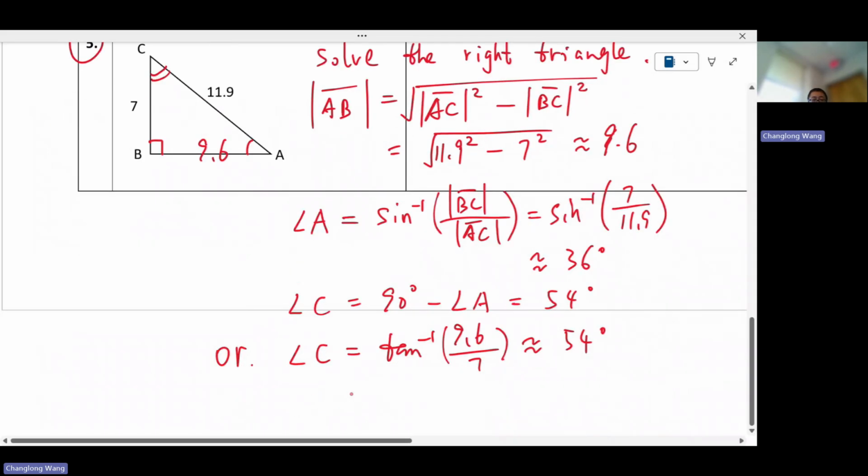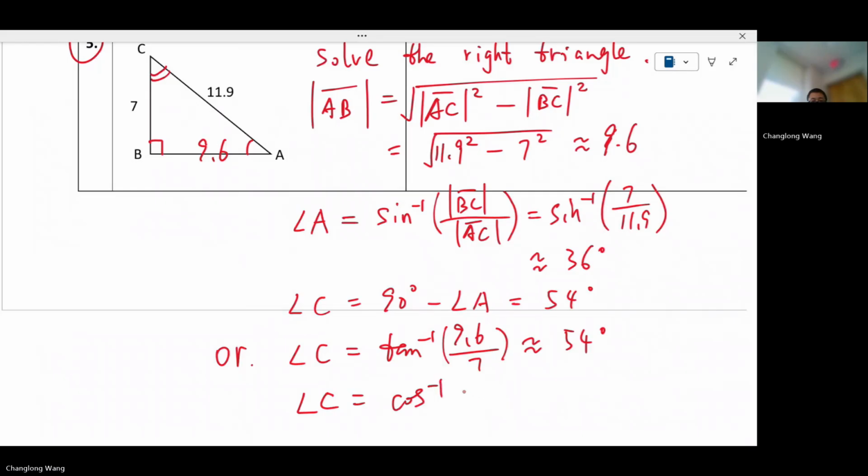Or you know what? Can I do inverse cosine? Can anyone tell me what I should put in inverse cosine to get the angle C? 7, okay, so it'll be adjacent over my hypotenuse, right? 7 over 11.9, right? But adjacent and opposite are relative, right? If you're looking at a certain angle, make sure that you know what angle you're looking at and find the proper sides, and it'll still be 54 degrees, right?